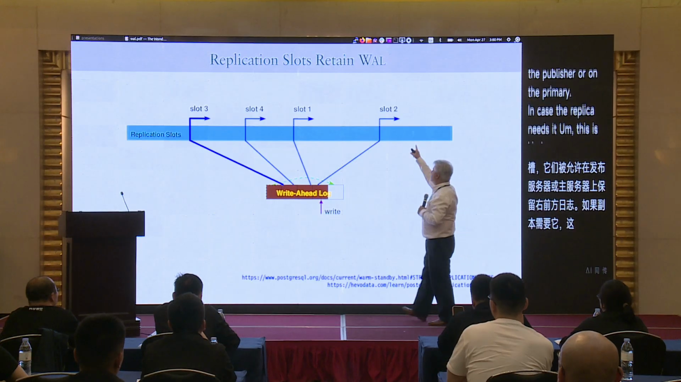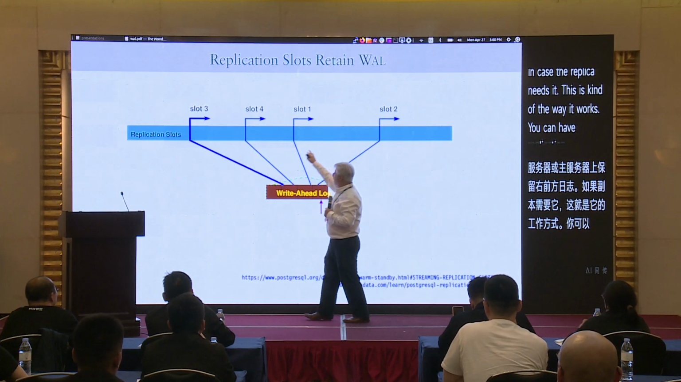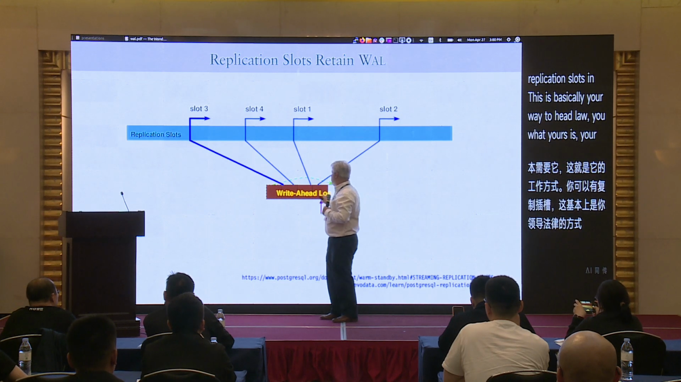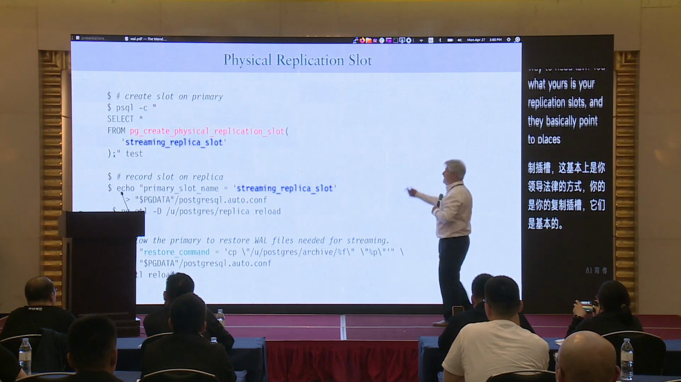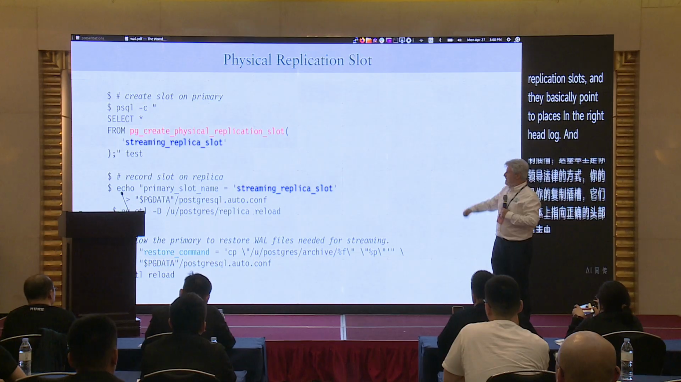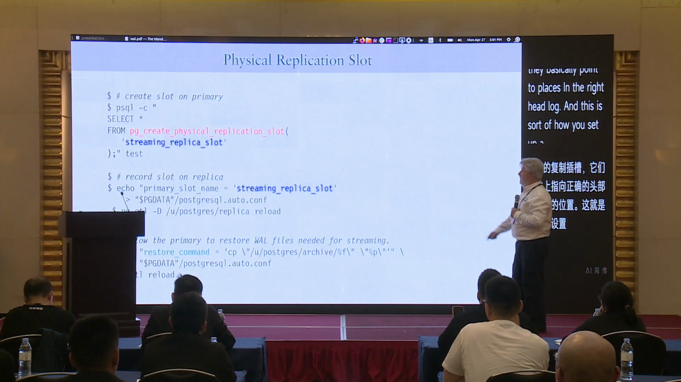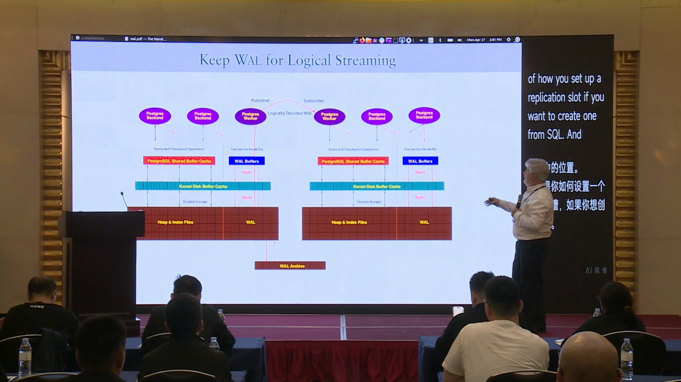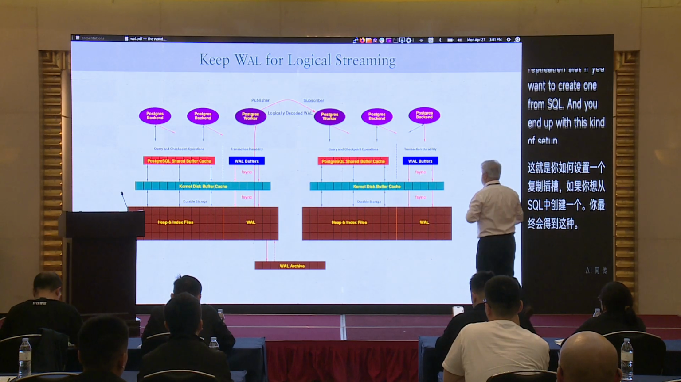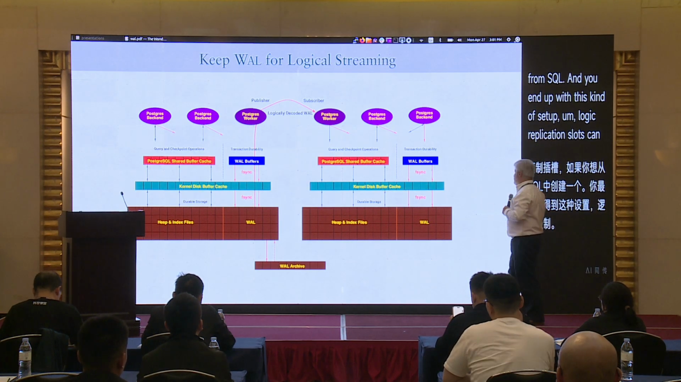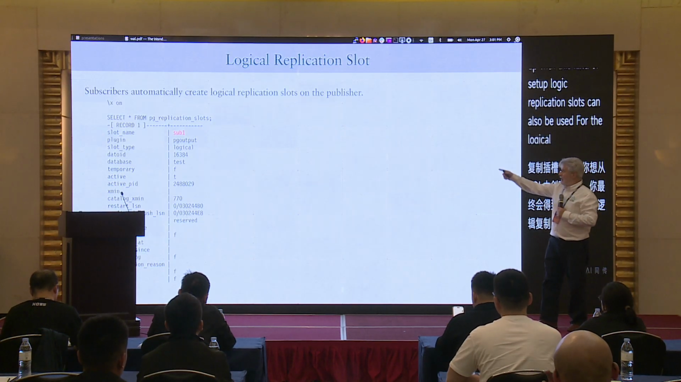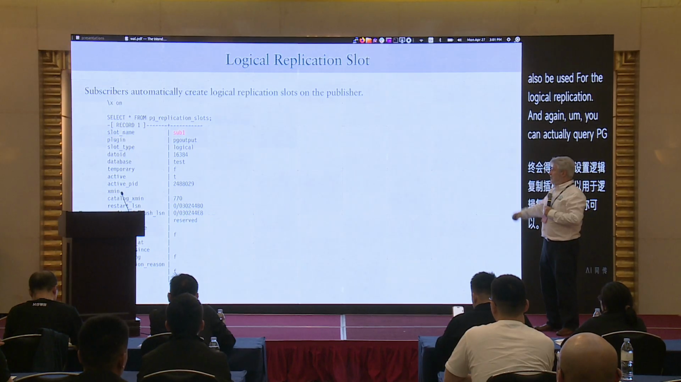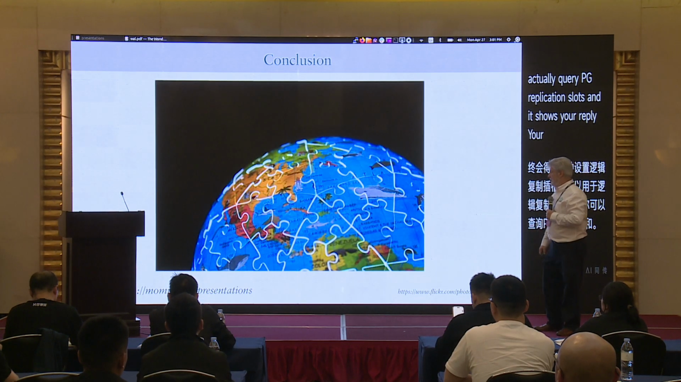You can have replication slots in. This is basically your write-ahead log. This is your replication slots, and they point to places in the write-ahead log. And this is how you set up a replication slot if you want to create one from SQL. And you end up with this kind of setup. Logical replication slots can also be used for logical replication. And again, you can query pg_replication_slots, and it shows you the replication slots that are set up.